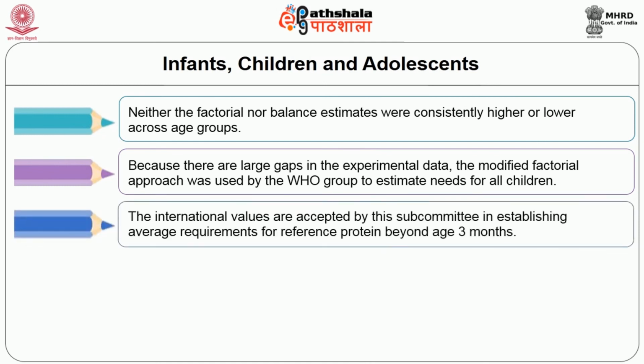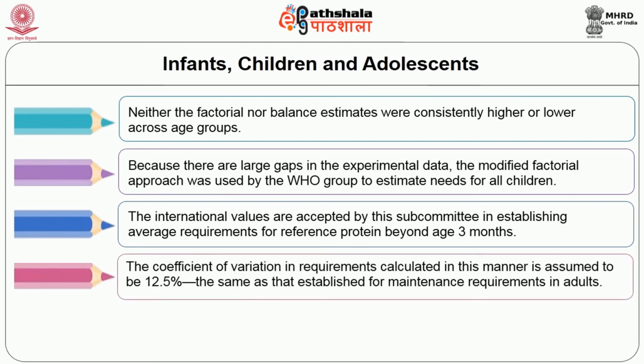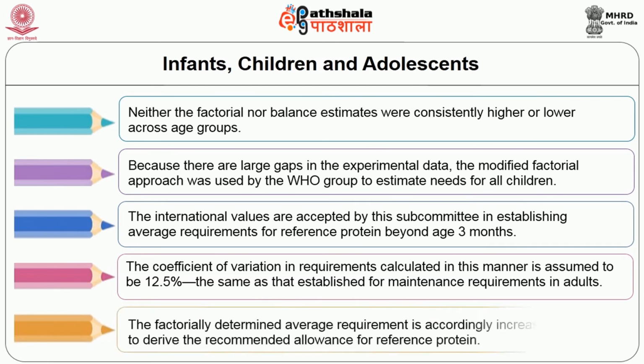The international values are accepted by this subcommittee in establishing average requirements for reference protein beyond the age of 3 months. The coefficient of variation in the requirements calculated in this manner is assumed to be 12.5%, the same as the estimate for the maintenance requirements in the adult. The factorially determined average requirement is accordingly increased by 25% to derive the recommended allowances for reference protein.